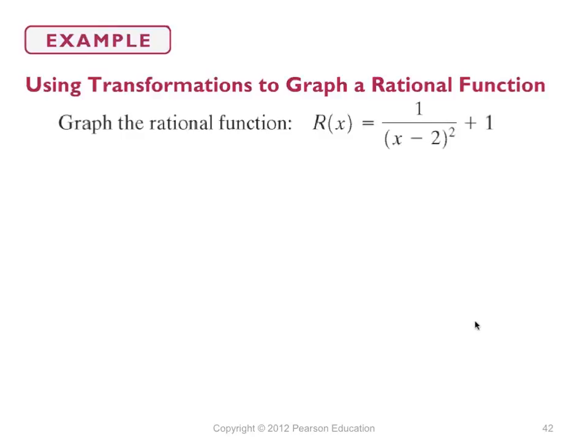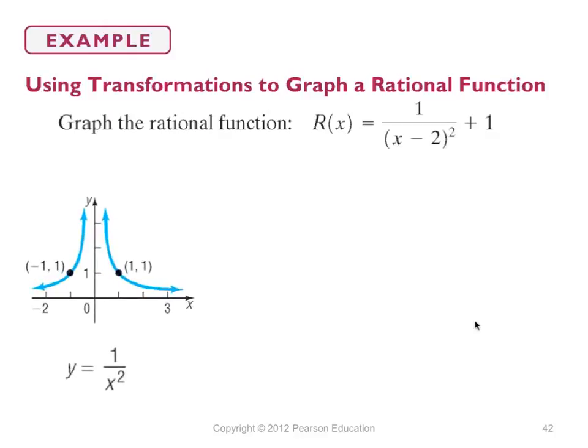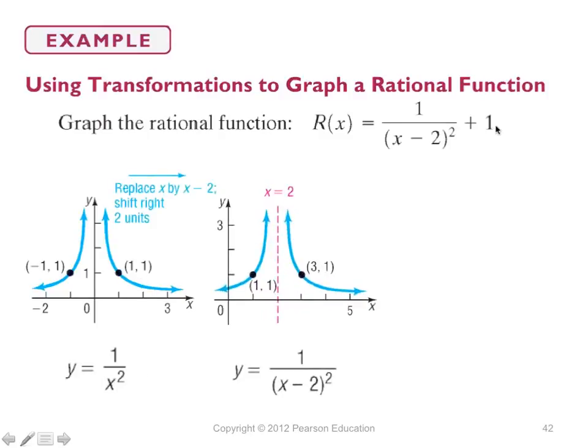As with any of the other base graphs, we can use transformations to graph some more interesting functions. Let's say we have r of x equals 1 over x minus 2 squared plus 1. We start with y equals 1 over x squared. That's our base graph. What we're going to do is shift it to the right 2. We pick up our points and move them to the right 2. You'll notice we also have this new dotted line here. This is called an asymptote.